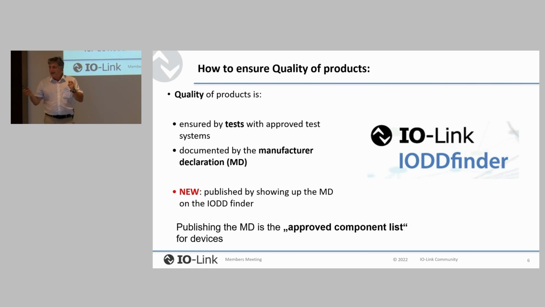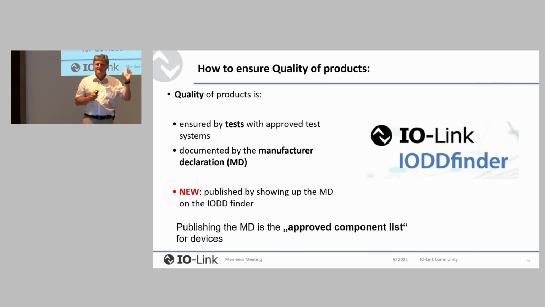By the way, I did a short calculation. He said 800,000 downloads a month. This means, I think, every 3 seconds or so an IODD is downloaded. And this is a great and well done tool. So what is the quality of a product?